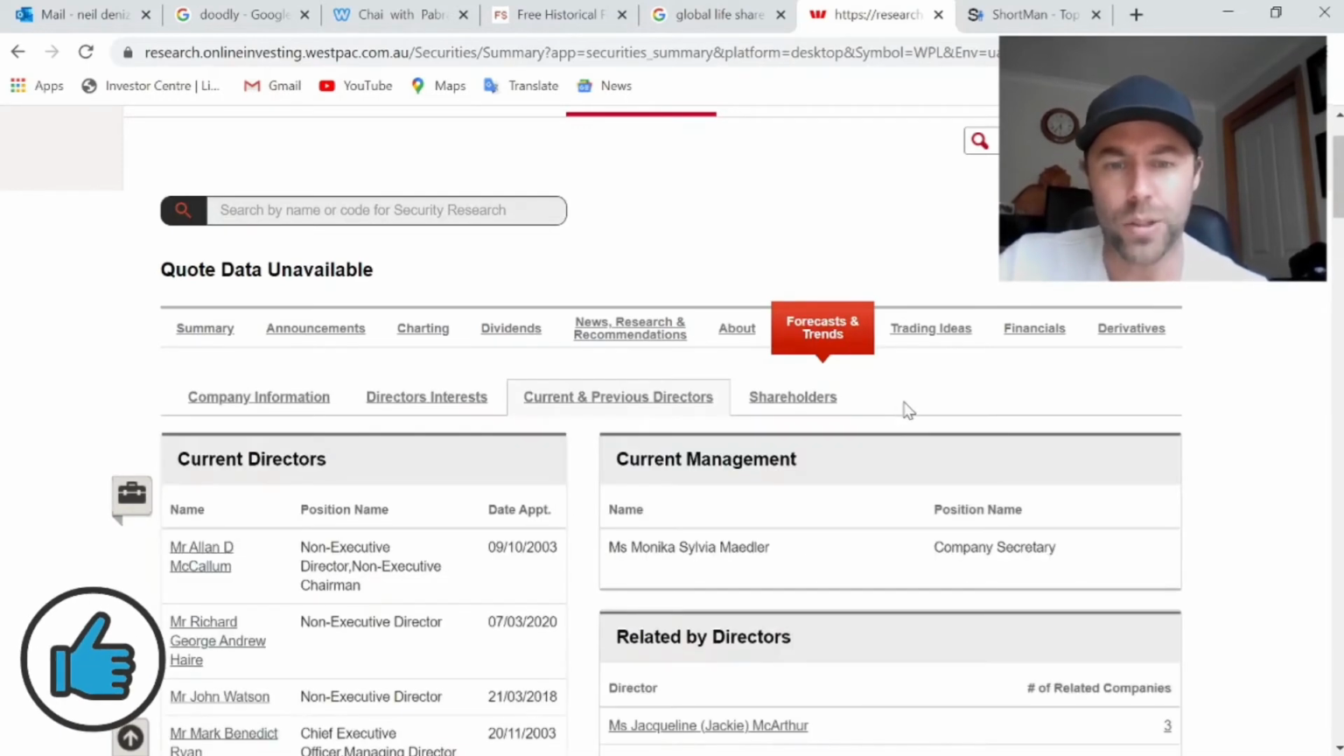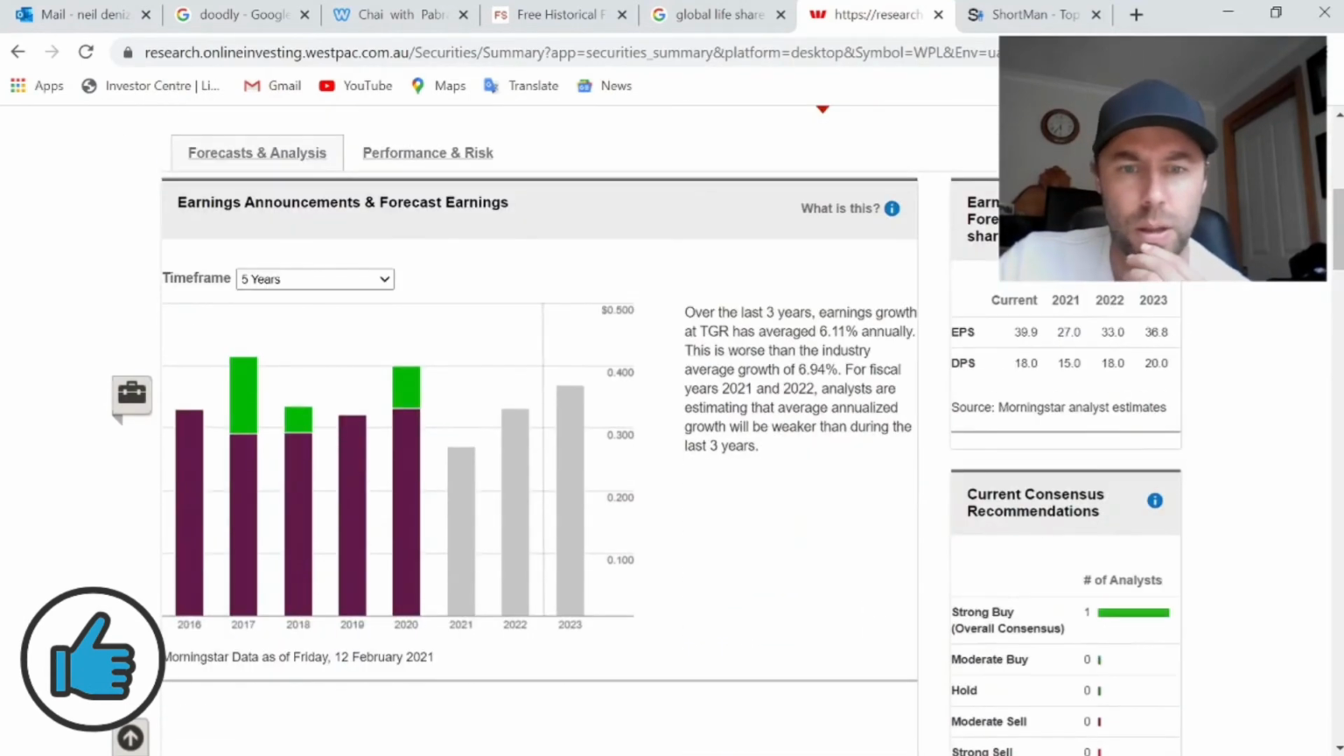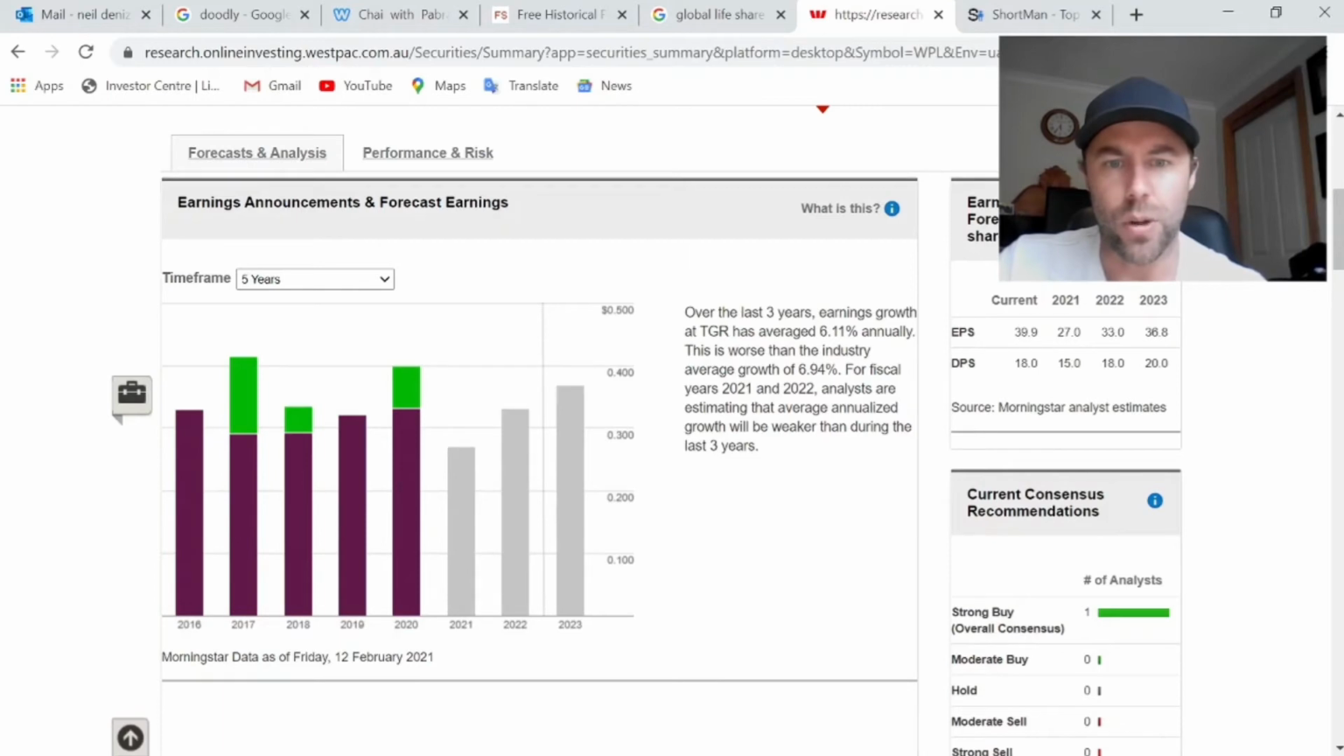Then we have the forecasts and trends. As we can see here, this is a great place to look as well. Over the last 3 years, earnings growth at TGR has averaged 6.11% annually. This is worse than the industry average growth of 6.94%. For fiscal years 2021 and 2022, analysts are estimating that the average annualized growth will be weaker than during the last 3 years. So this is what Morningstar analysts are forecasting into the future.